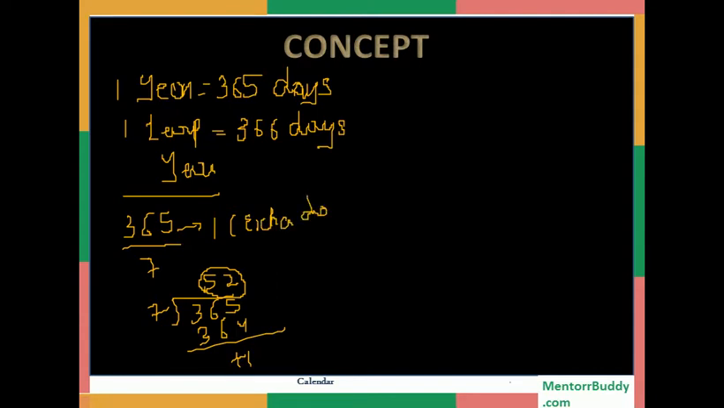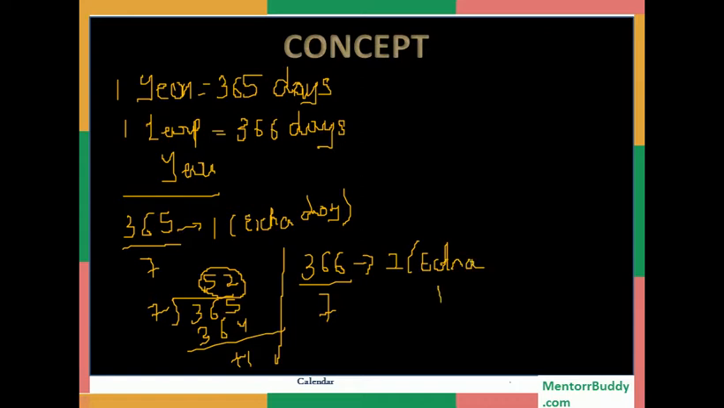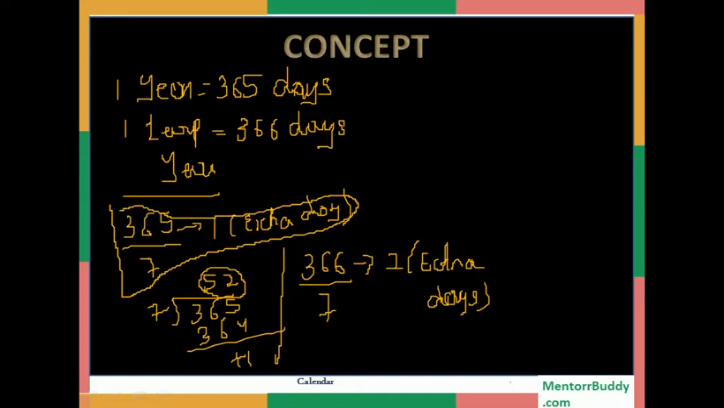Similarly, if we discuss a leap year, a leap year comprises 366 days and dividing it by 7 is going to give me 2. The remainder of 2 implies in one leap year there are 2 extra days, right? So these are two important things which we have to understand in a calendar: one normal year comprises 365 days and 1 extra day, and one leap year comprises 366 days and 2 extra days.